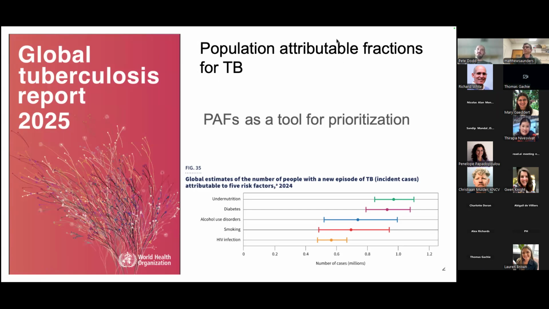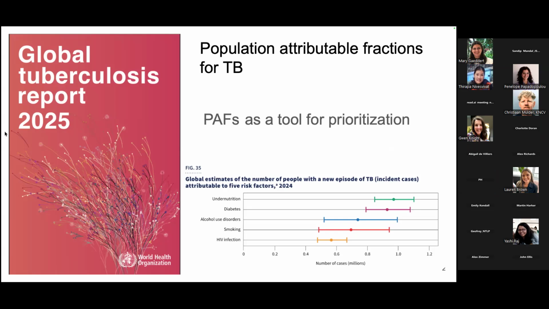And I'm sure everybody is well aware of this, but just so we're all on the same page about what we're talking about, really we're thinking about these as a metric to help inform prioritization, to get a sense quantitatively of which risk factors may be contributing most to TB.